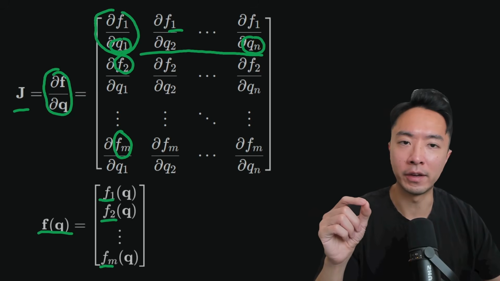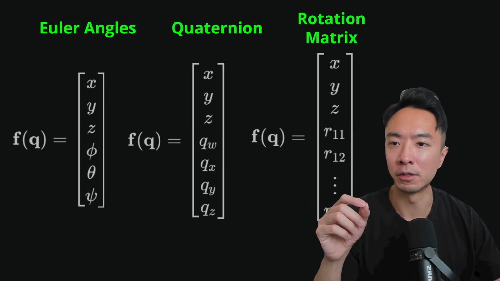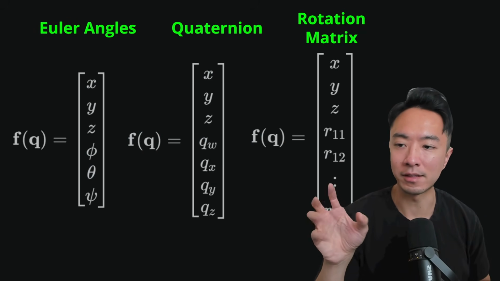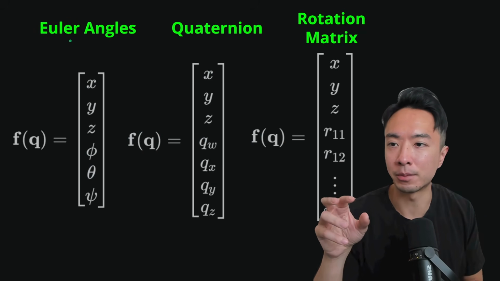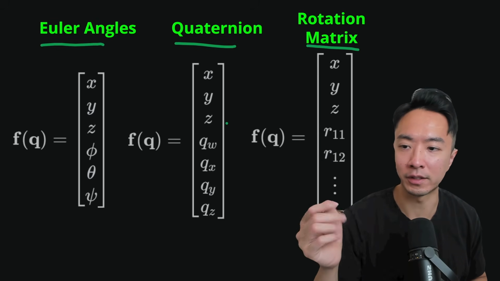And the way you define the F is going to be up to you. So there's a couple different options. The part that's going to stay the same is the linear part, so X, Y, Z will stay the same. But the rotation part, you have a couple options. You could do Euler angles, quaternions, or rotation matrix, just as a few examples.